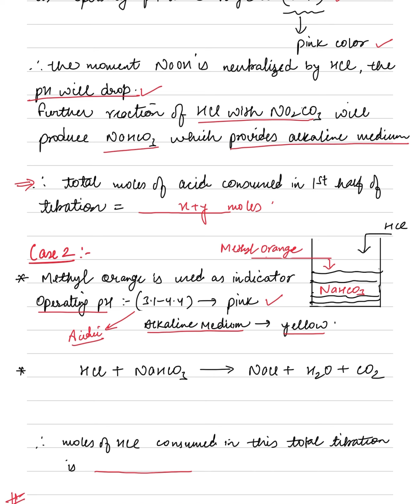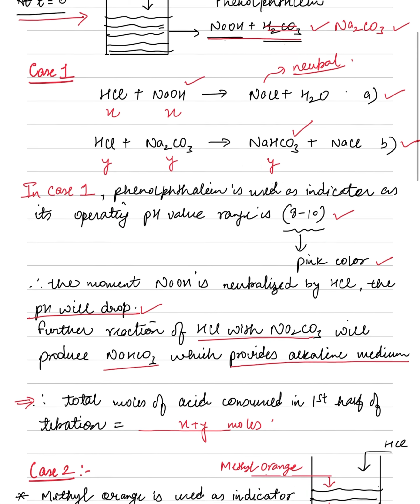Now the same solution which we obtained from the first titration, we will drip a little amount of methyl orange into it. The moment you add the methyl orange, what will happen? It will attain the yellow color, because the solution is still a bit alkaline in nature, right? Now when we keep on dripping HCl into it, what will happen? This HCl will further react with NaHCO3.